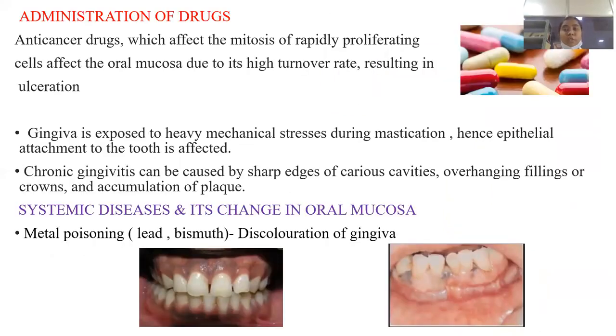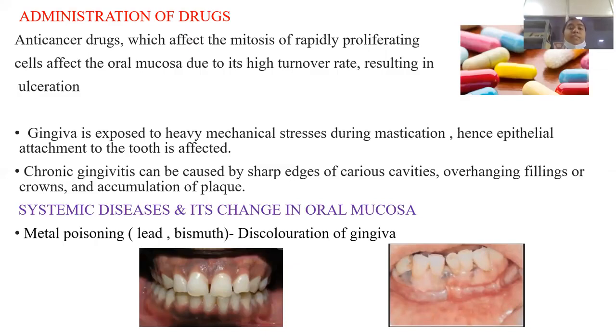Administration of drugs also plays an important role in the oral mucosa. Anti-cancer drugs, so refer to the oral pathology department. Anti-cancer drugs, which patients used to take, affect the mitosis of rapidly proliferating cells, and affect the oral mucosa due to its high turnover rate, resulting in ulceration. Gingiva is exposed to heavy mechanical stresses during mastication. Hence, epithelial attachment to the tooth is affected. Chronic gingivitis can be caused by sharp edges of carious cavities, overhanging fillings or crowns, and accumulation of plaque.